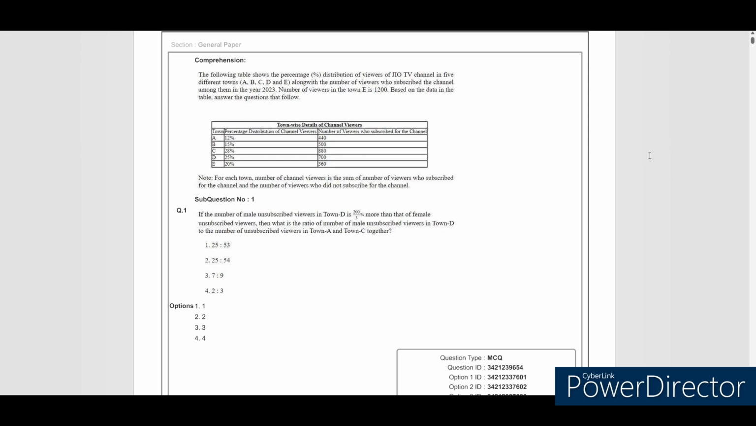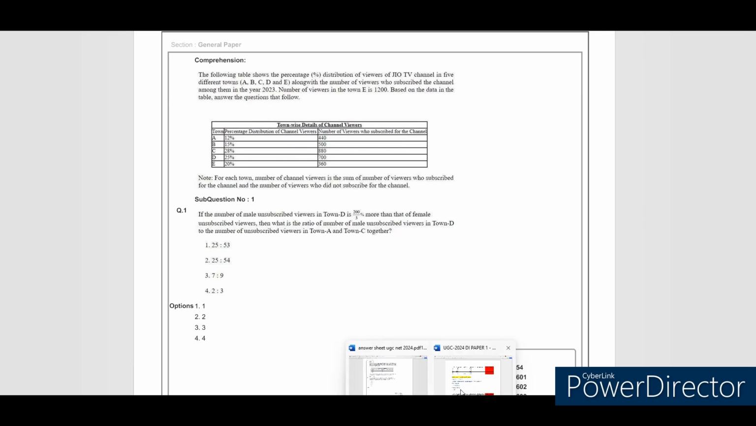This is the table, or the comprehension, where they have given the town-wise details of channel viewers for different towns A, B, C, D, E. They have given the percentage of channel viewers for each town along with the number of viewers who got subscribed to the channel. This was the table given in the question, and they have given a hint that there are a total of 1200 viewers for the channel in town E.